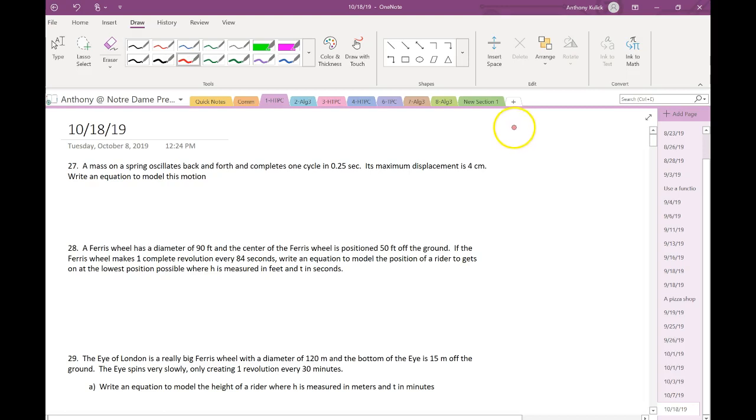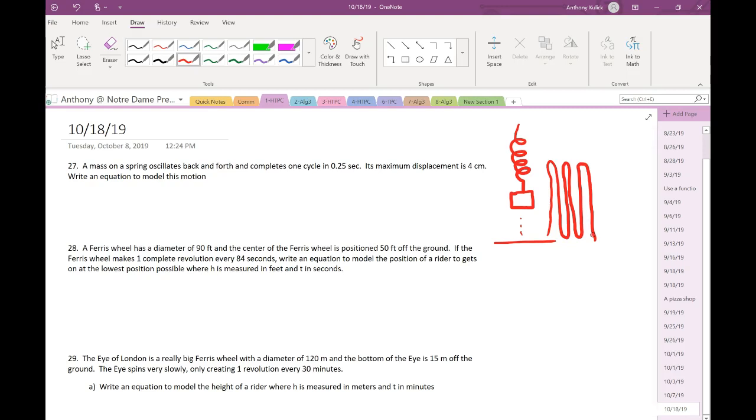So the picture that we're going to think about here is I have like a spring with a weight on the end of it. And we're going to pull that weight down and then let it go, and it's going to bounce up and down kind of like this. Everybody okay with that idea? That's the situation that's being described here? Okay.